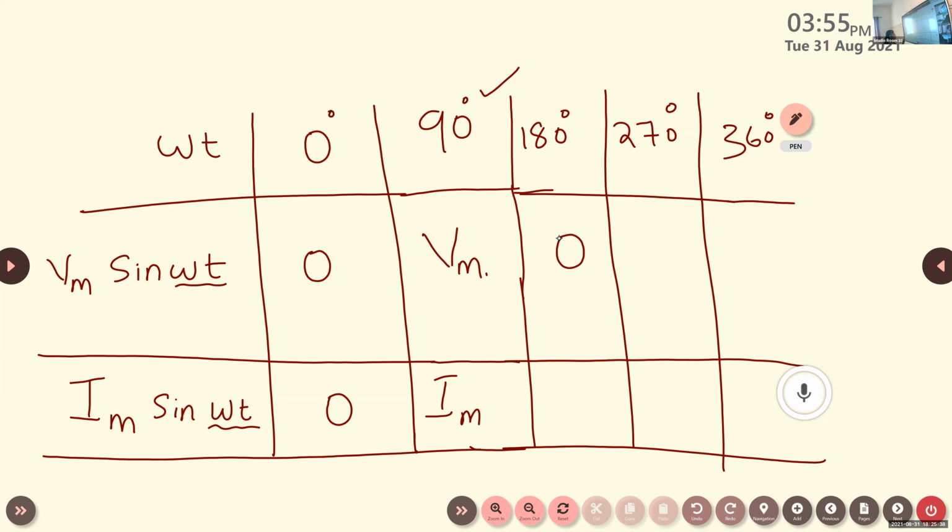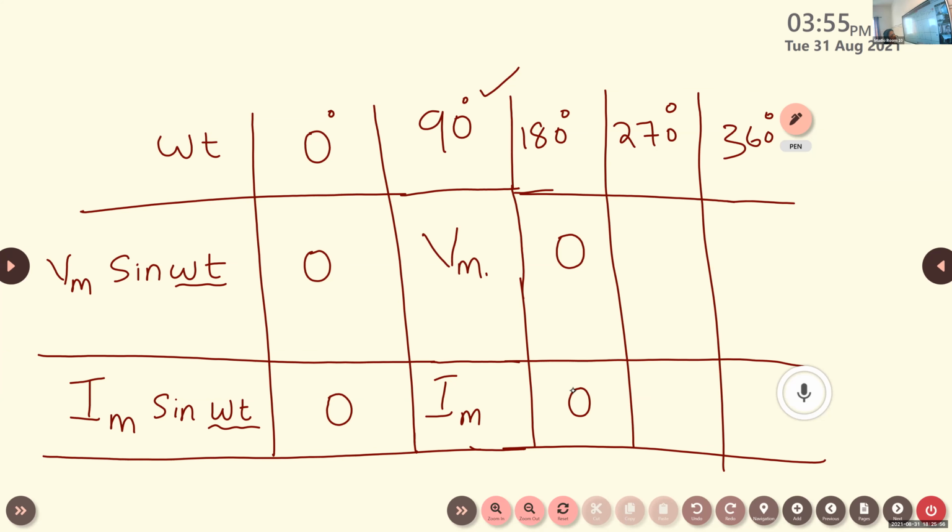Similarly, in the case of current, the phase angle omega t is equal to 180. And here we know that sine 180 is equal to 0. Therefore, the value of the alternating current in the present case, Im sine 180, that is also equal to 0.